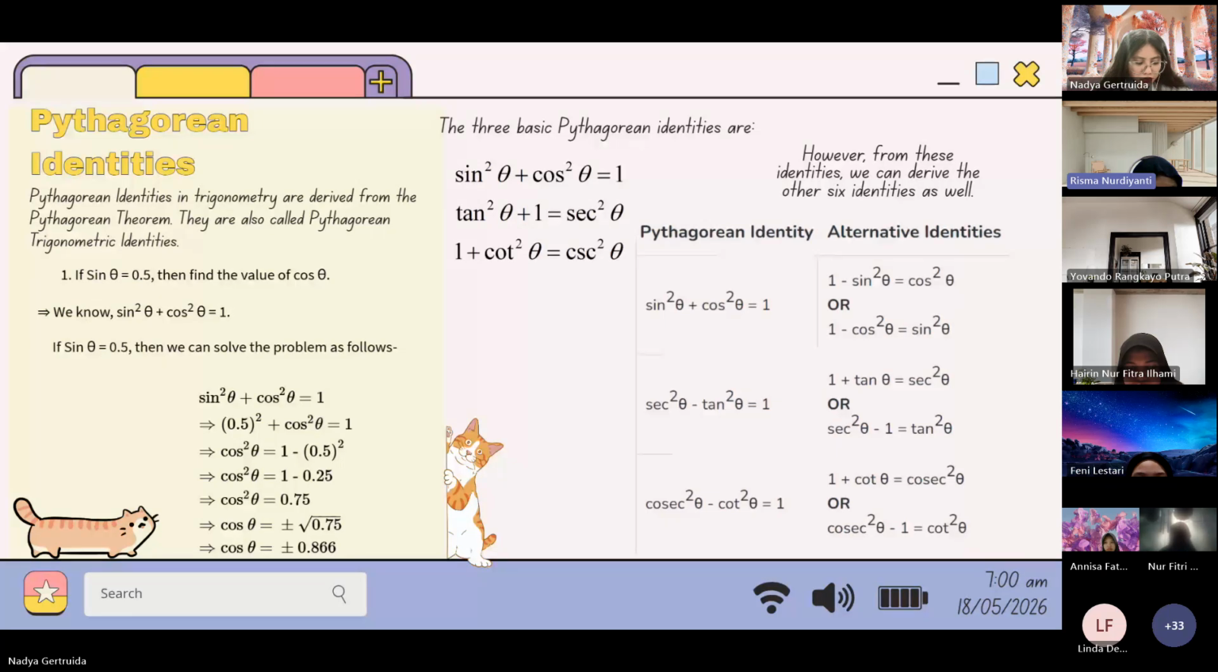From the last identity, 1 plus cotangent square theta equals cosecant square theta, we get cosecant square theta minus cotangent square theta equals 1, and cosecant square theta minus 1 equals cotangent square theta. For example, if sine theta equals 0.5, find the value of cosine theta, with the identity sine square theta plus cosine square theta equals 1.